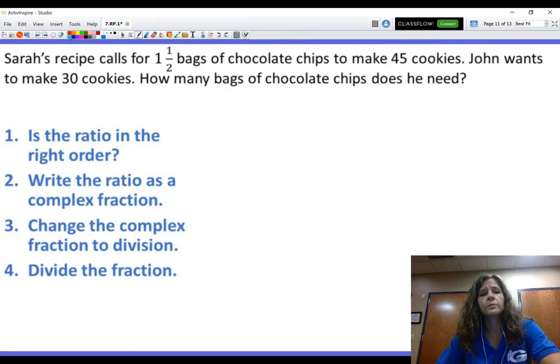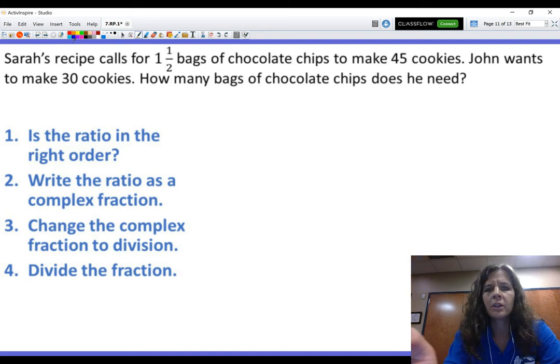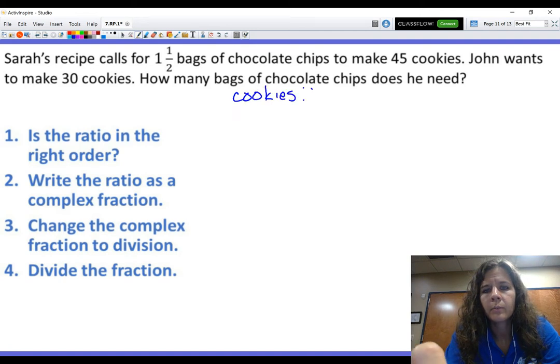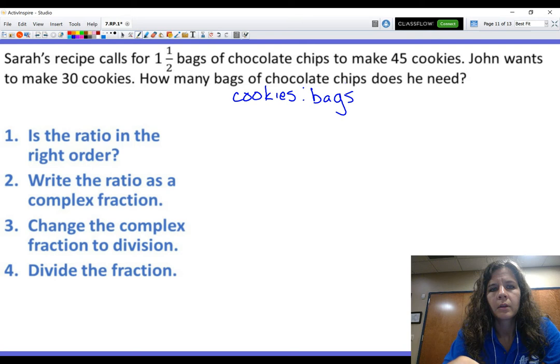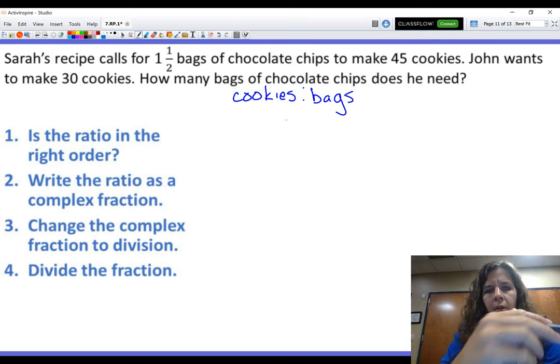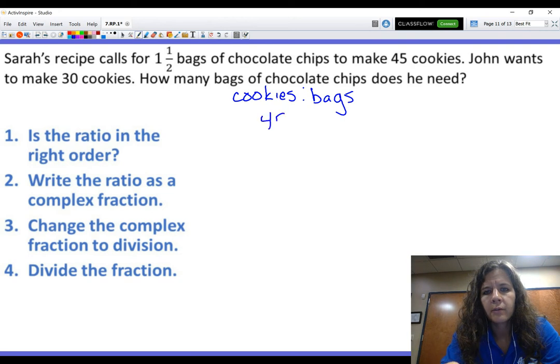Let's look at another example. Sarah's recipe calls for 1.5 bags of chocolate chips to make 45 cookies. John wants to make 30 cookies. How many bags of chocolate chips does he need? Okay, I want to find the unit rate of cookies to bags. If I can find that, then I can figure out how many bags he needs for any amount of cookies. So I want to find the unit rate of cookies to bags. Okay, and in my original ratio, is my ratio in the right order? I want to find cookies to bags. Okay, so I want 45 originally to 1.5.